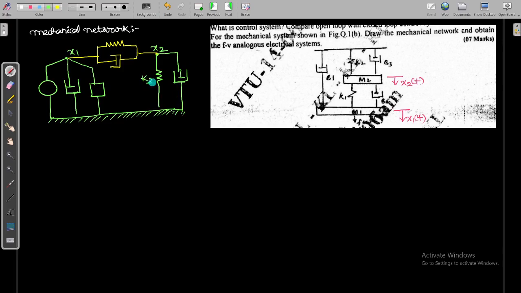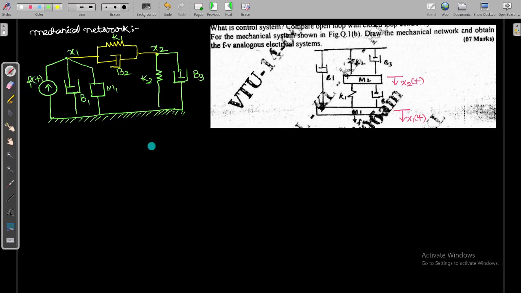Give the names for this, k2 and b3 here. Next it is x2. Next it is b2. Next it is k1, next it is m1, next it is b1, next it is force. So this is the drawing of the mechanical network, how you have to draw the mechanical network.